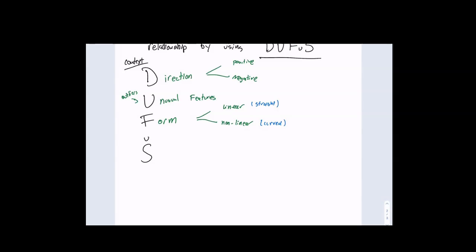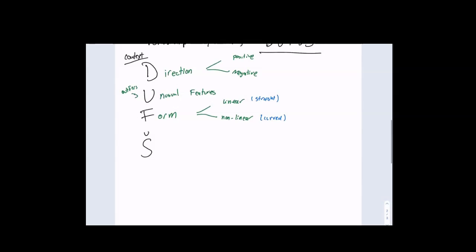We want to talk about the S of the relationship. Strength. Alexandra said how strong the relationship is. So we say strength of the relationship. And there are 5 strengths that we might refer to, and they range from very strong relationship to a very weak relationship.